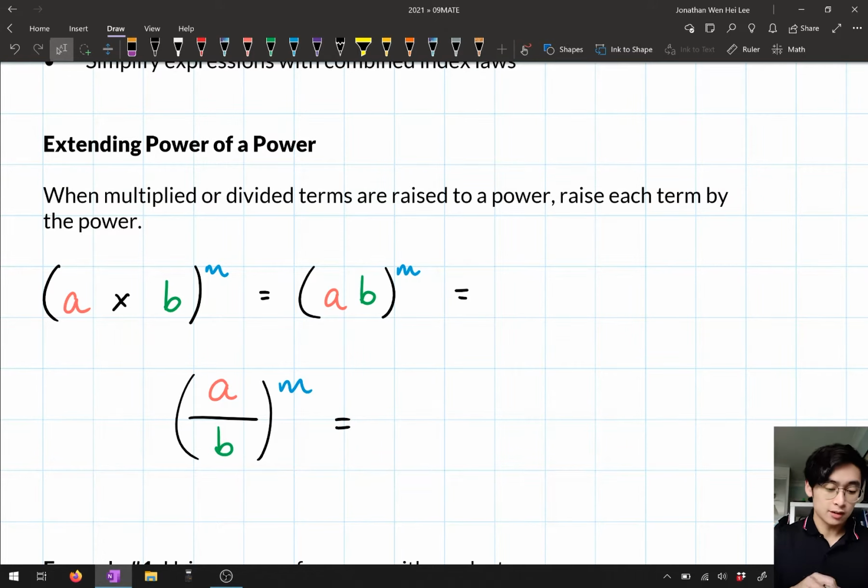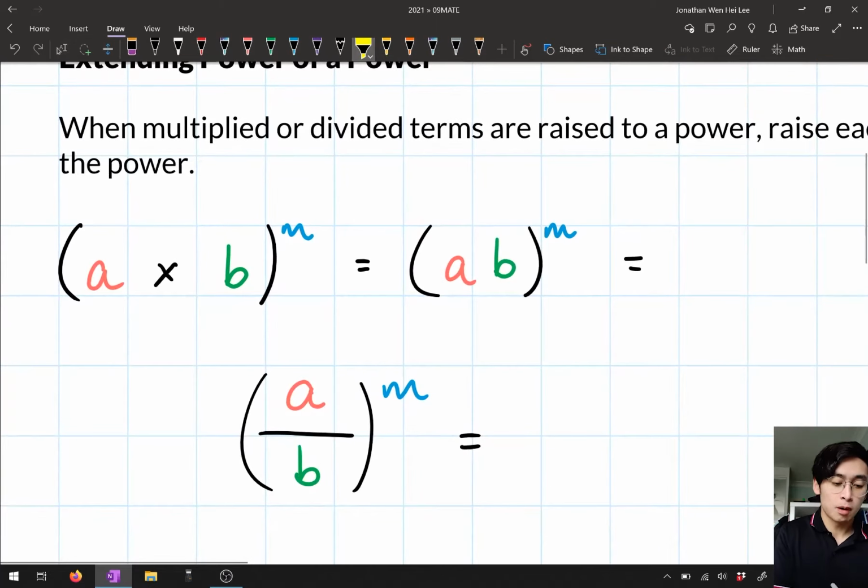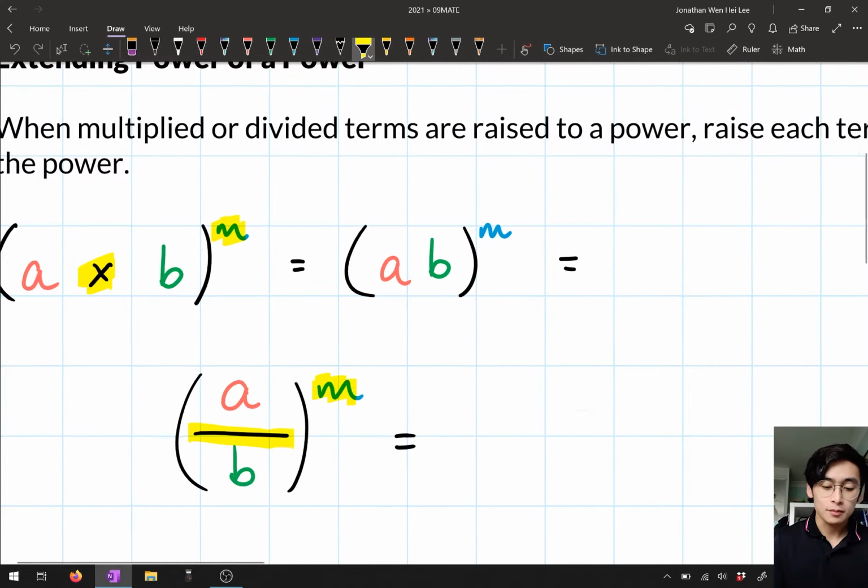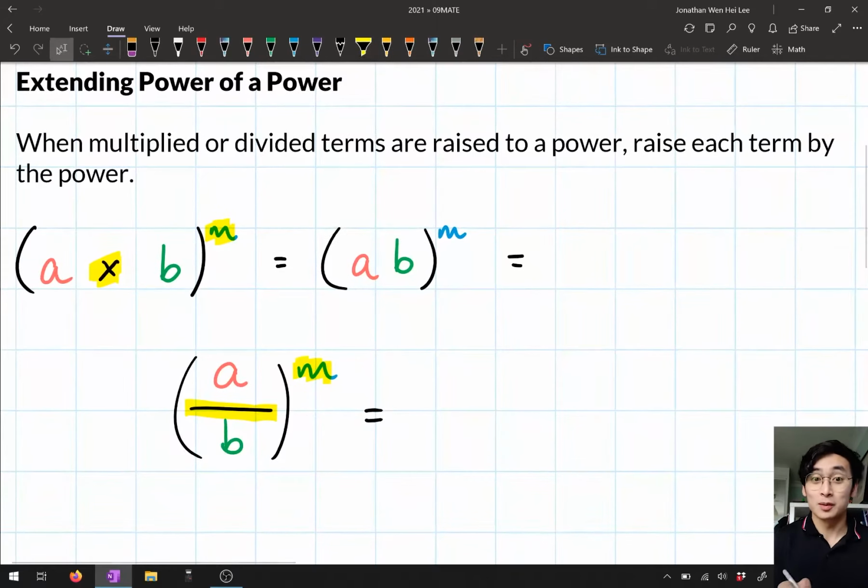So what this looks like is if you have a product, so if we're multiplying two terms together inside a bracket and it's being raised to a power, or if we've got a division, so a quotient where we're dividing, so here for the second example we've got a fraction and we're raising that to a power, what happens? For the first one I've also rewritten it in algebra form. When we do a times b, we don't write the times symbol, so in the first one it's just ab to the power n. What happens here is we raise each term to the power individually.